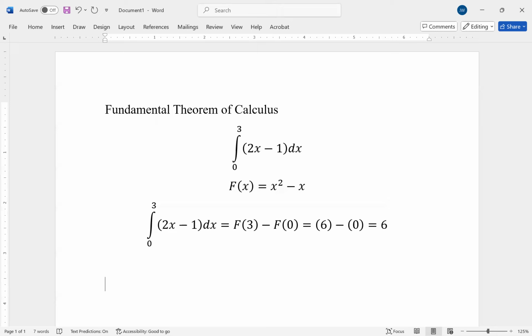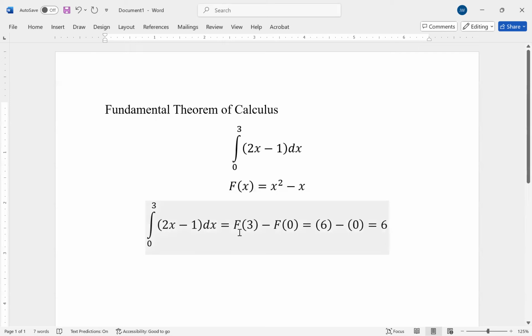Now we calculated that in the previous section using geometry techniques. So this is a lot more efficient and a lot more algebraic. And the bonus of this fundamental theorem of calculus is that when we get into definite integrals where we can't calculate using geometry, well, that fundamental theorem of calculus allows us a way to do that.